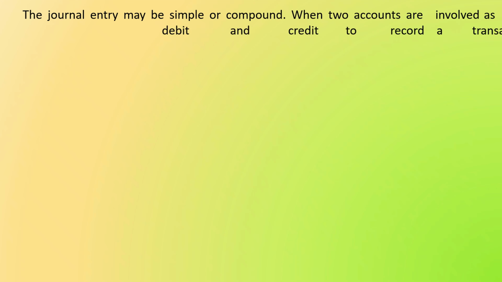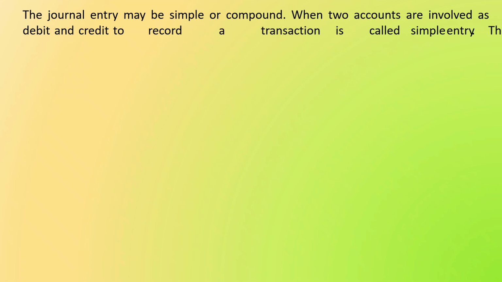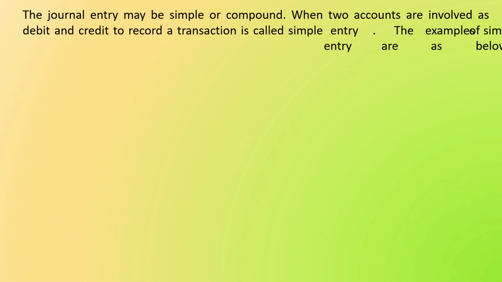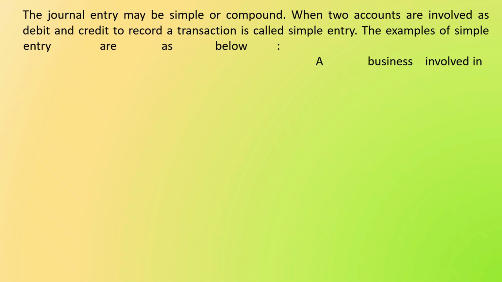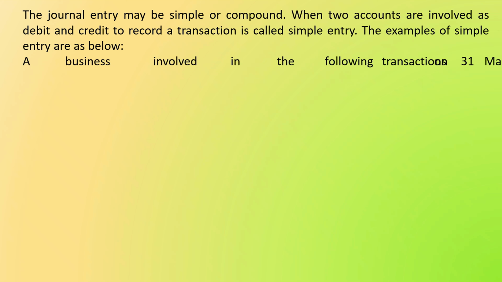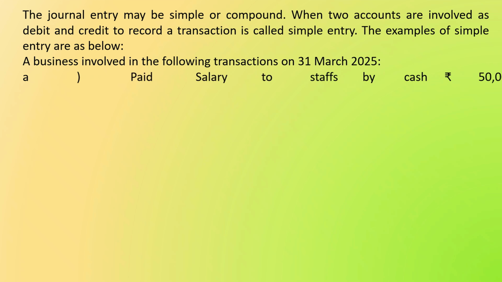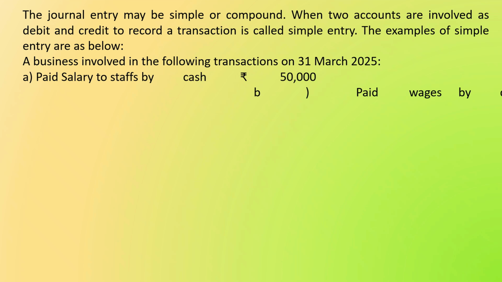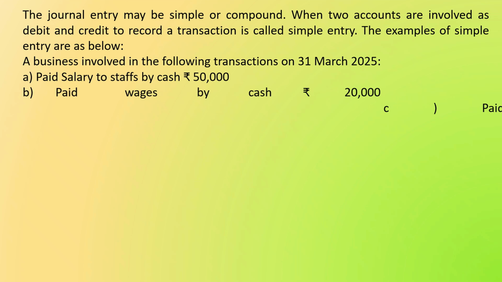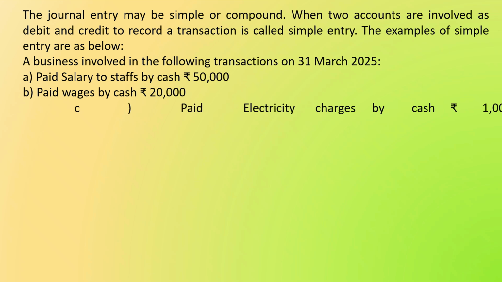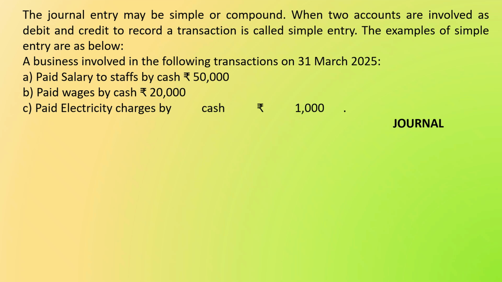The journal entry may be simple or compound. When two accounts are involved, one as debit and one as credit, to record a transaction, it is called a simple entry. The examples of simple entry are as below. A business was involved in the following transactions on 31st March 2025. A. Paid salary to staff by cash, 50,000 rupees. B. Paid wages by cash, 20,000 rupees. C. Paid electricity charges by cash, 1,000 rupees.